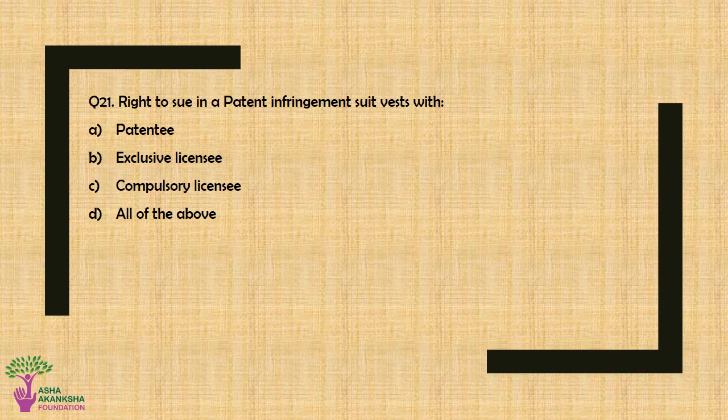Question number 21. Right to sue in a patent infringement suit vests with option A, patentee, option B, exclusive licensee, option C, compulsory licensee, or option D, all of the above. The correct answer for this question is option D, all of the above.